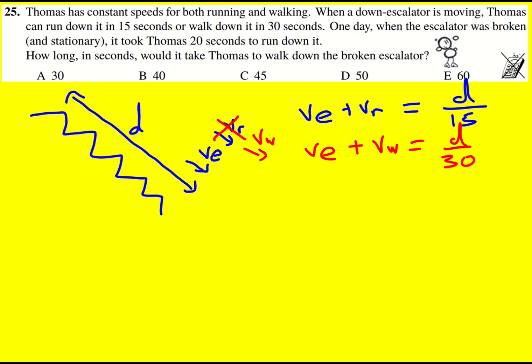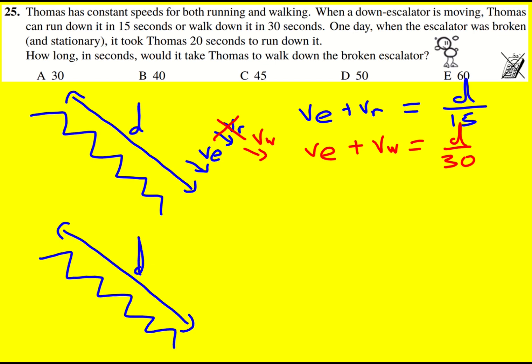One day when the escalator was broken and stationary, I'm going to draw a second diagram here. So now there is no speed associated with the escalator. Thomas can run down it in 20 seconds. So that means here we have that VR is equal to d over 20. Right, and now we've got enough information.